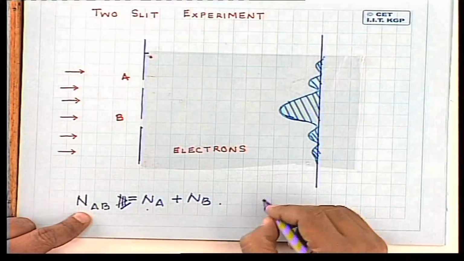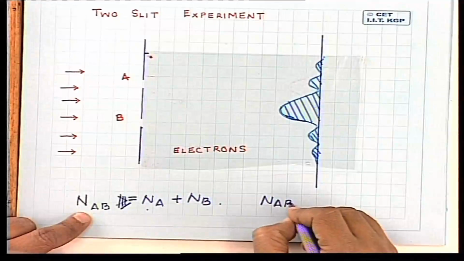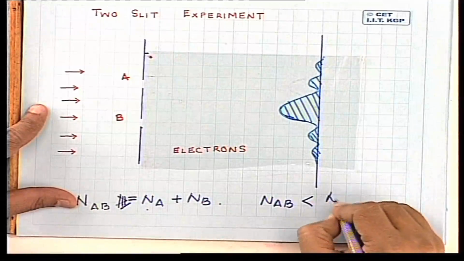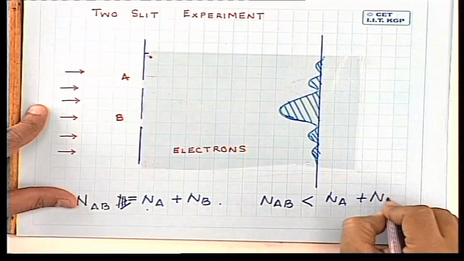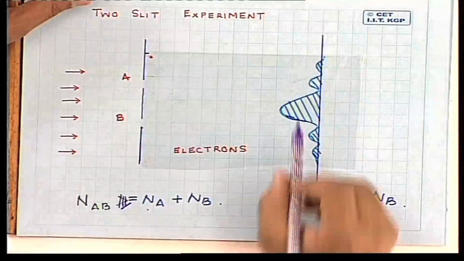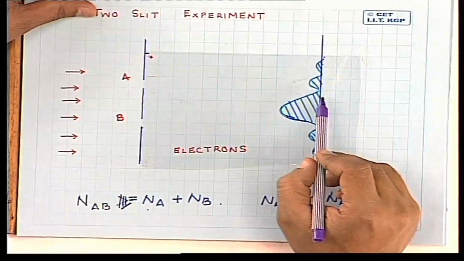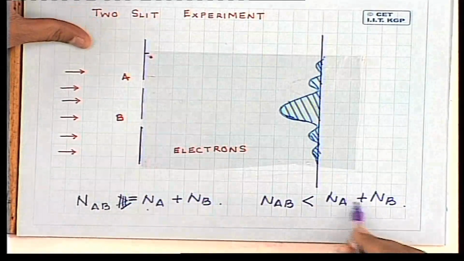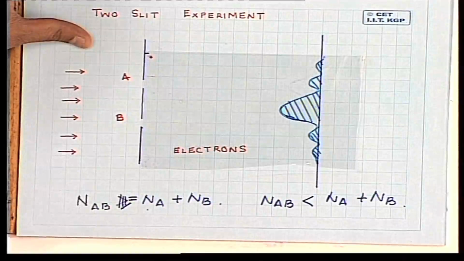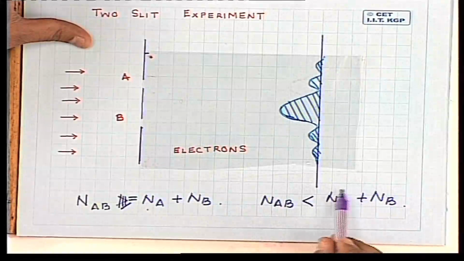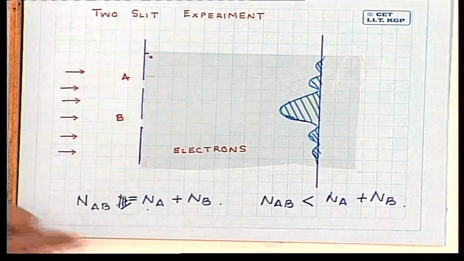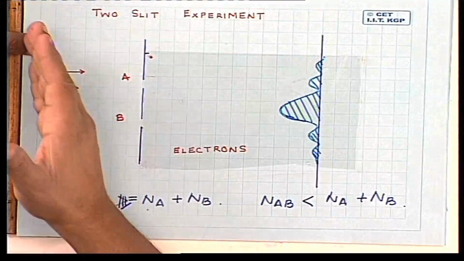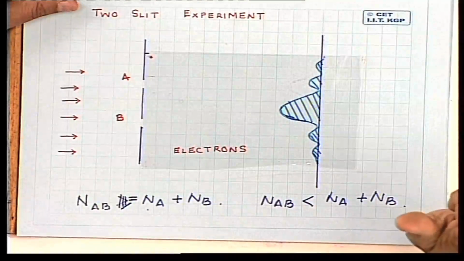What is observed is that at certain points on the screen, the number of electrons arriving is actually less than N_A plus N_B, and there are certain points where actually no electrons arrive. So, you cannot explain this, you cannot add up two positive numbers and get something which is less than the individual numbers themselves. It is not possible. So, you have to abandon this kind of an explanation for the motion of the electron and how it arrives at the screen.